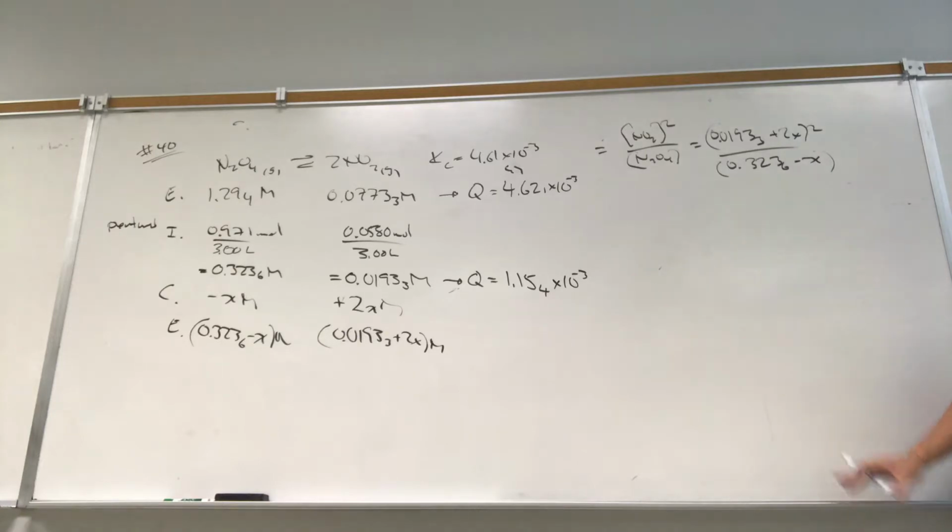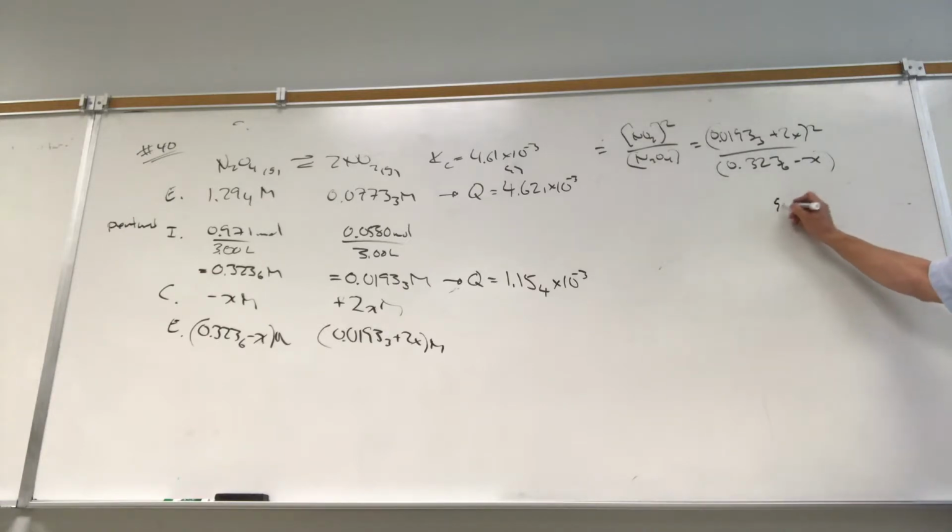We have two choices. We can get this into quadratic form and use the quadratic equation to solve it, or we could do guess and check. Which one's faster? I don't know. Both are going to take some time, right? And so this is okay that we solve for x here.